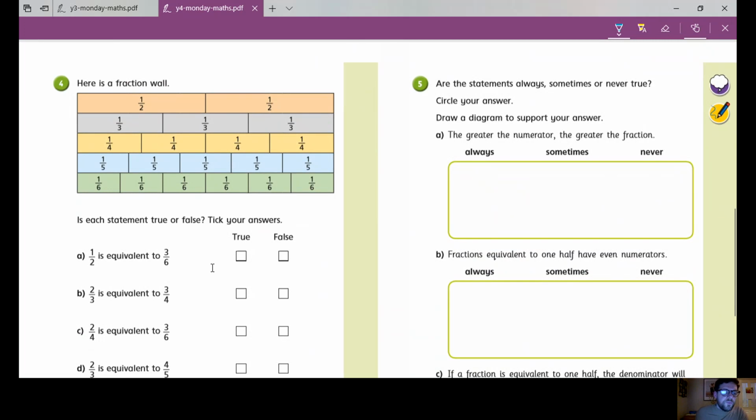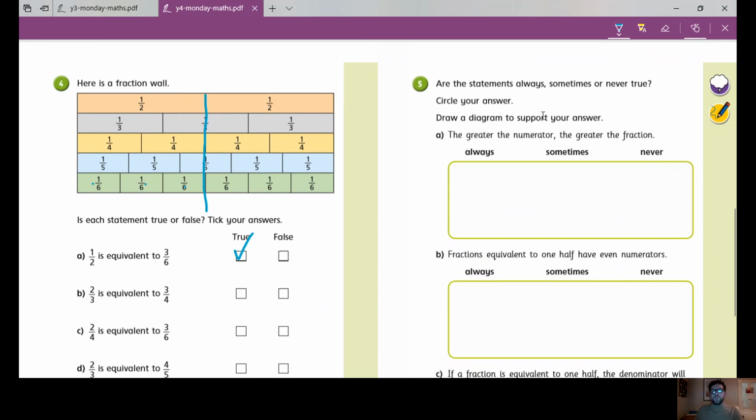Okay, so true or false? Half is equivalent to 3/6. So there's a half. I'm going to draw a straight line as quickly as I can. Straight down, how many 6? 1, 2, 3. It is true. Okay, so use the fractional just like I have to answer the other ones.